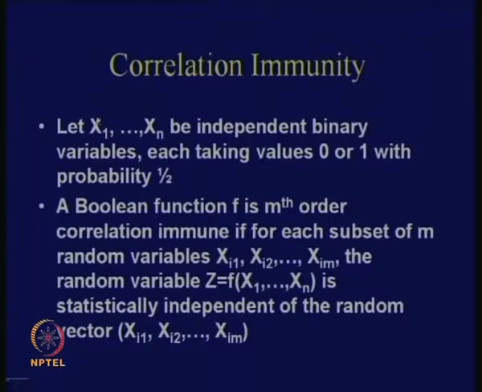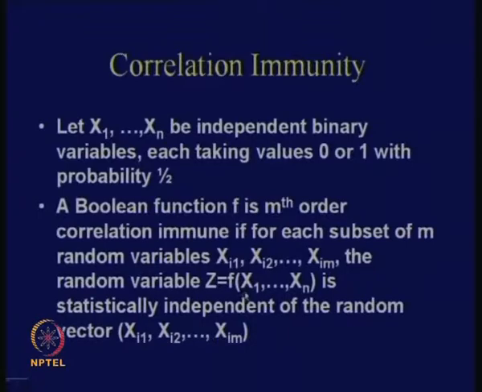Okay. So, if I want correlation immunity, what I would like is that the mutual information between the output of the LFSR 1 and the output stream should actually be 0, right. That is the objective. Okay. And how can we do that? First of all, let us study the definition. It says that let x1 to xn be independent binary variables, each taking values 0 or 1 with a probability of half. Then a Boolean function f is called mth order correlation immune if for each subset of m random variables, that is xi1, xi2 to xim, the random variable z which you obtain is statistically independent of the random vector xi1 to xim, right.